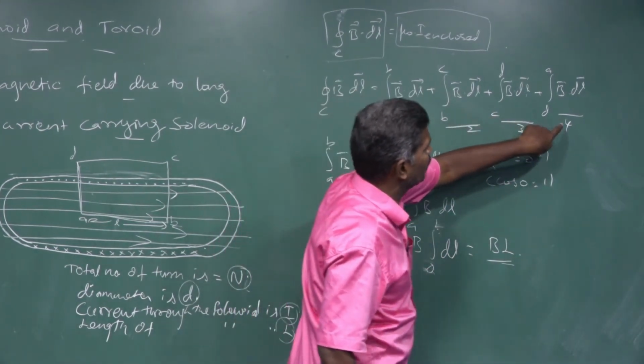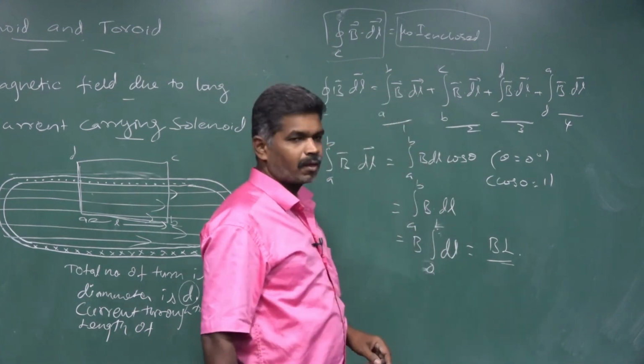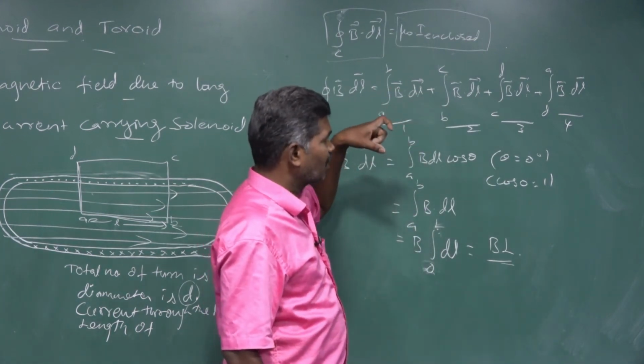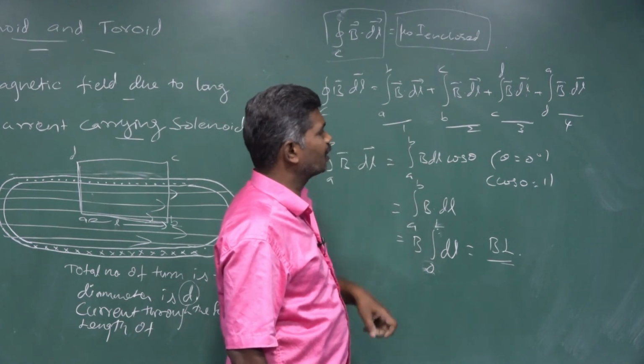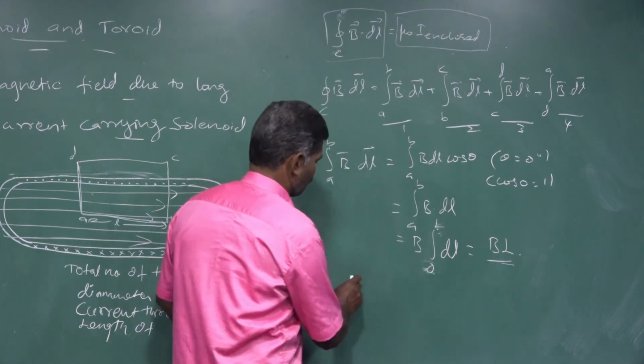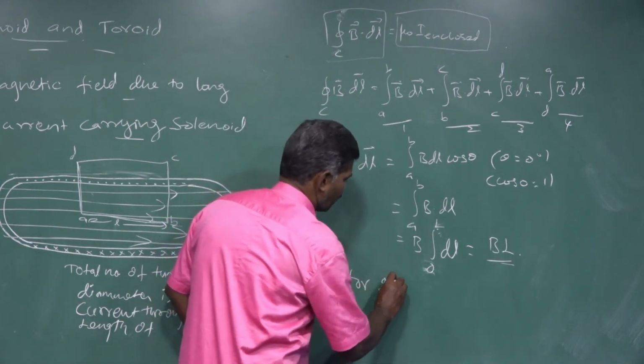The second and the fourth integrals have a theta value of 90 degrees. Cos 90 is 0 for the second and the fourth.